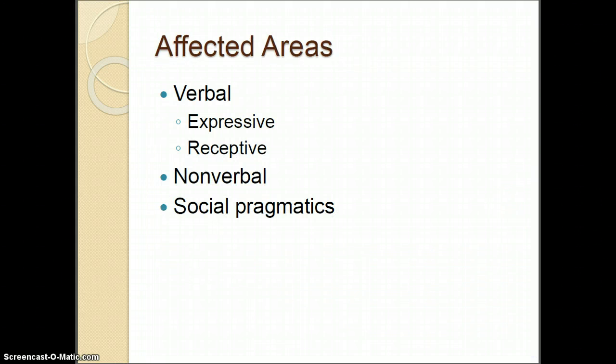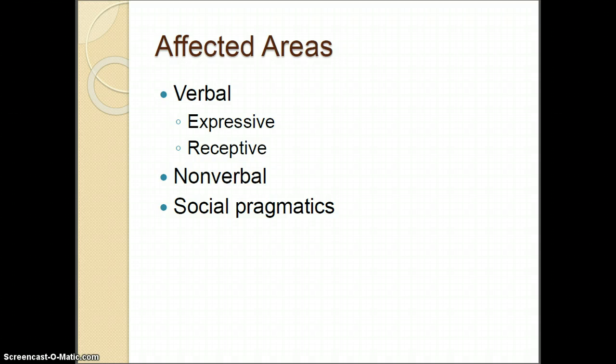So there are three major areas of our language and communication abilities as humans, and all three of these areas are affected for those on the autism spectrum. The first area is our verbal use of language, and this includes both our expressive and our receptive use of language. Expressive being how we express ourselves to others, and receptive being how we understand other people's expressions towards us.